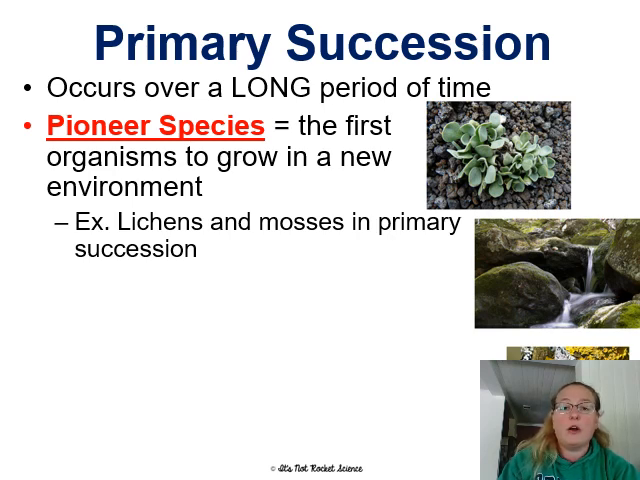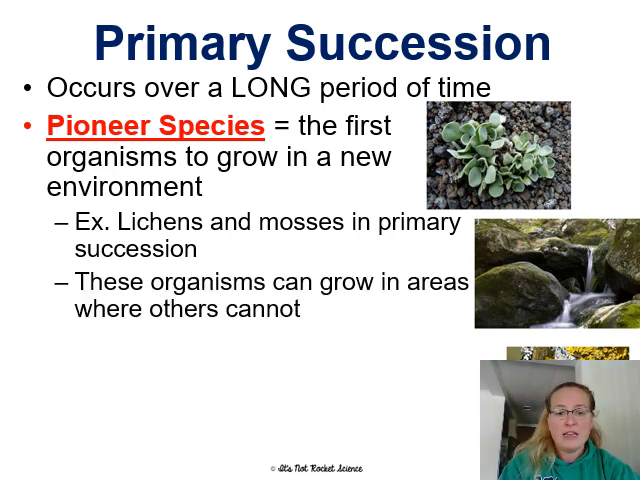Typically, we see something called lichens and mosses. And lichens are really very similar to a moss. If you've ever been hiking around in a park, sometimes you'll see a rock that's usually near some moisture, and you might see that green. It almost looks furry on top of it, and that's moss. The really cool thing about lichens and mosses is that they can actually grow without soil, and that is key to primary succession, and we'll find out why. So they can grow in areas that others cannot.